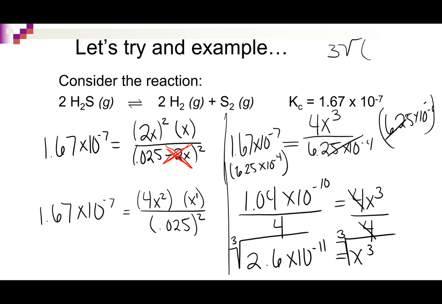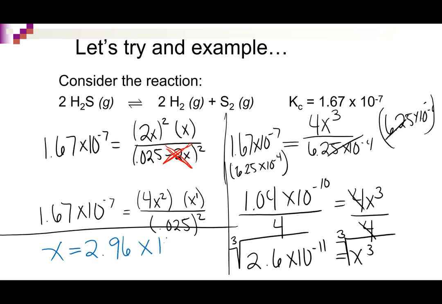Okay, so that's the cubed root. So I select cubed root. I type in 2.6 times 10 to the negative 11. And so now we get, I'm going to put it over here in a different color just because I ran out of room, x equals 2.96 times 10 to the negative 4.